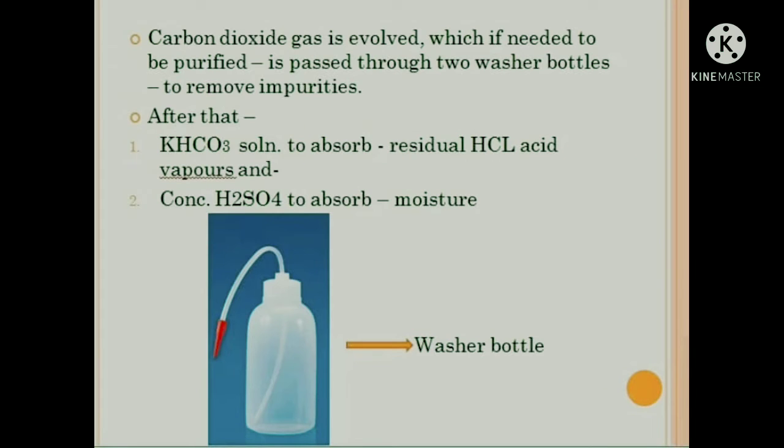Now the third step is carbon dioxide gas is evolved, which, if needed to be purified, is passed through two washer bottles to remove the impurities. You can see the picture of a washer bottle there. And then after that, potassium bicarbonate solution is added to absorb the residual hydrochloric acid vapors. And then concentrated sulfuric acid is added to absorb the moisture.